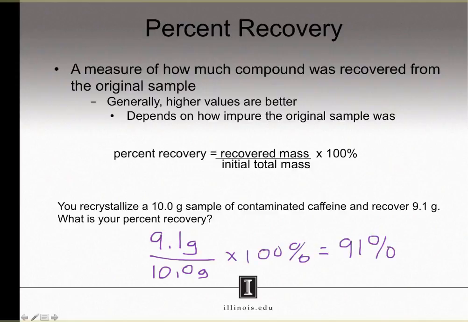Now, that's a pretty good number, but there is a caveat here. Percent recovery tells us nothing about purity. If we got a 91% recovery, but our sample is still impure, then even though that number is high, our recrystallization failed. The take-home message from this slide is that higher percent recoveries are better so long as your recovered crystals are pure.